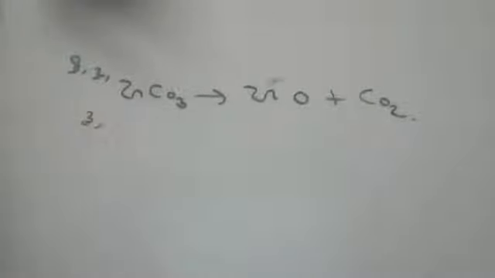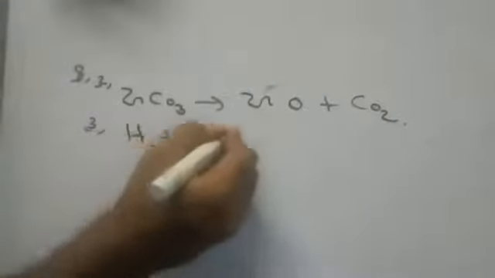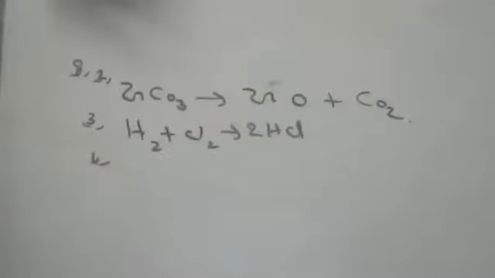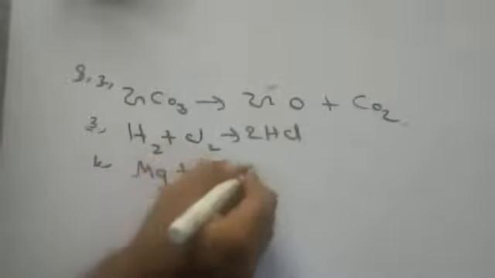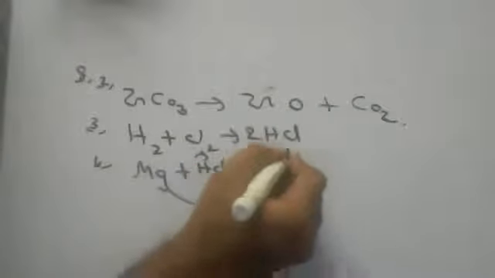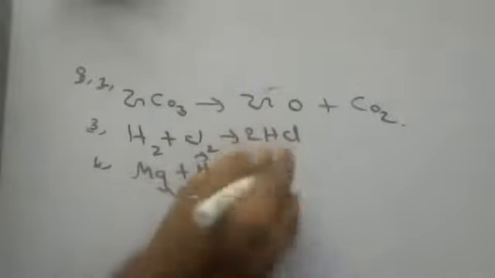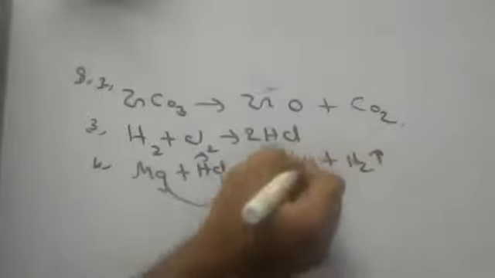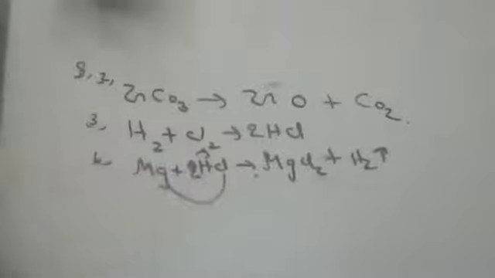After zinc carbonate, what is the next one? Hydrogen plus chlorine. Hydrogen means H2. Chlorine means Cl2. Gives hydrochloric acid. Both are 2 in number. Put 2. It is balanced. Next one. Magnesium plus hydrochloric acid. Hydrochloric acid, what is the formula I gave, children? HCl. So we will get magnesium chloride plus hydrogen gas. What is the magnesium chloride formula, children? Mg is plus 2. Cl is minus 1. 2 goes there, 1 comes here. So what is the formula of magnesium chloride, children? MgCl2 plus H2 gas. 2 hydrogens, 2 chlorines. So put here 2 always. You have to balance and keep the reaction.